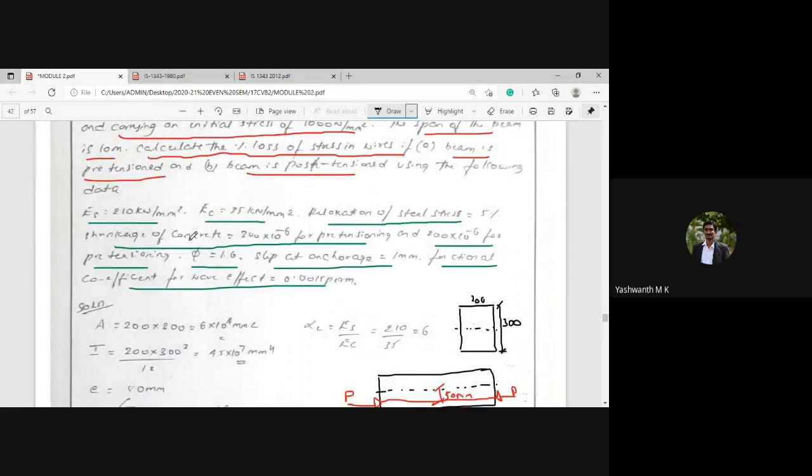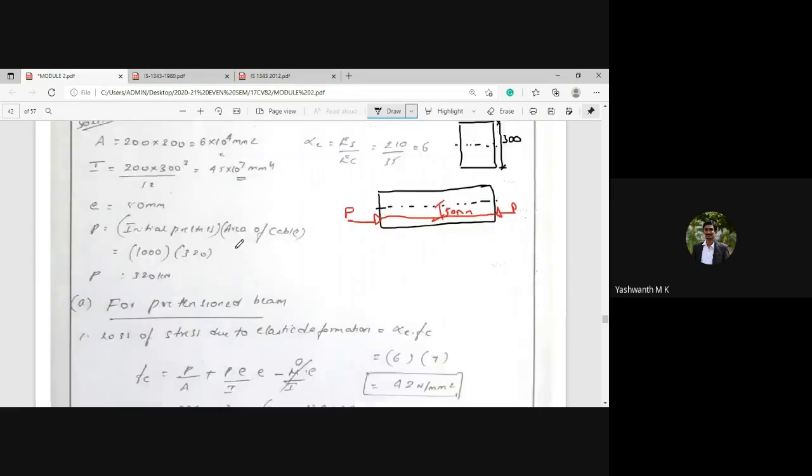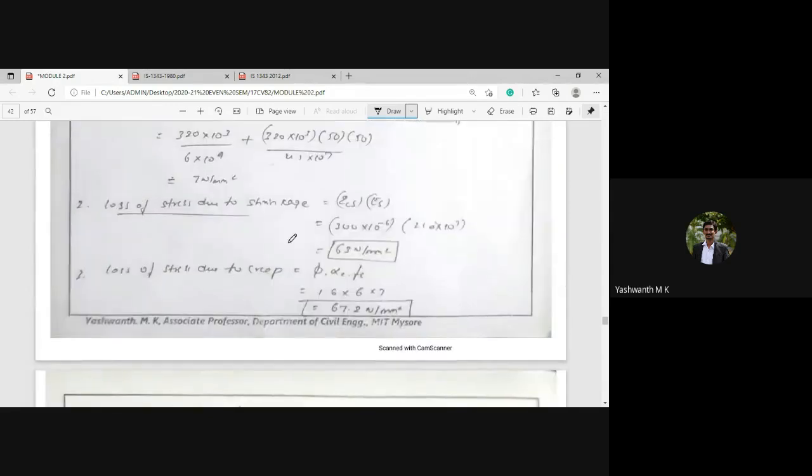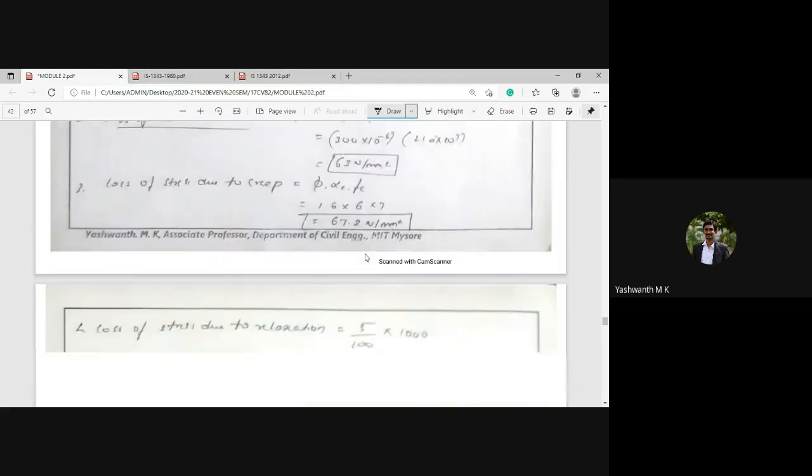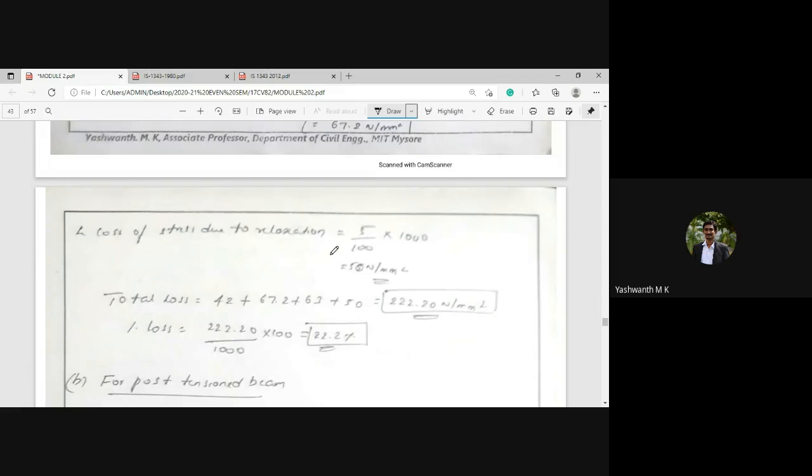So here they have been given creep coefficient data, that is 1.6. If they are going to give a creep coefficient data, that means you need to use the creep coefficient formula only. Therefore, loss of pre-stress due to creep by creep coefficient method is equal to phi, the creep coefficient, into the modular ratio into fc. Substitute 1.6 into 6. fc you already know is 7, which is 67.2 Newton per millimeter square. Is it clear?